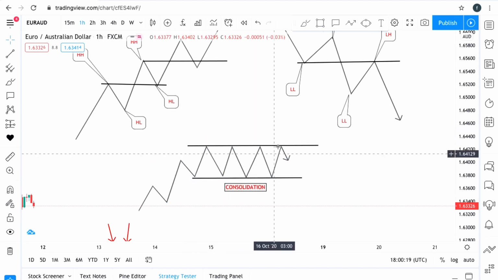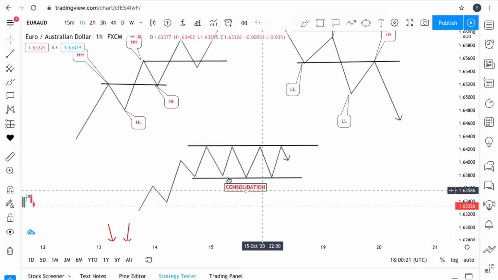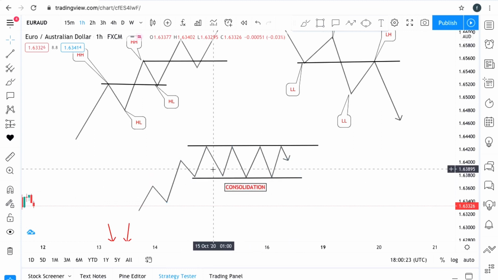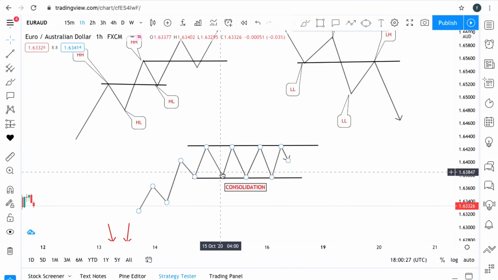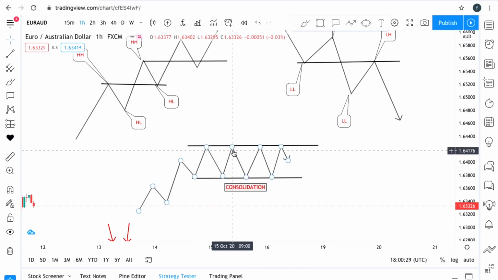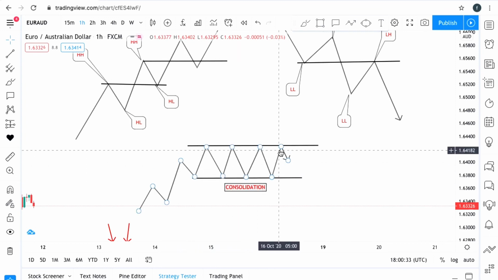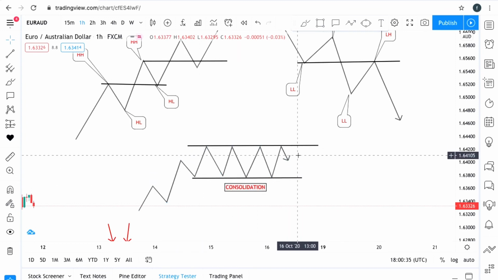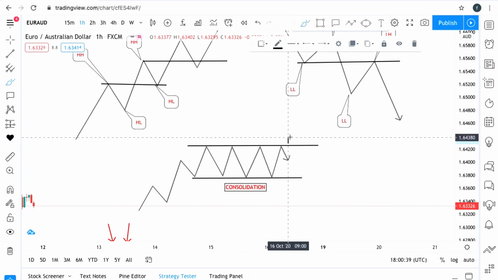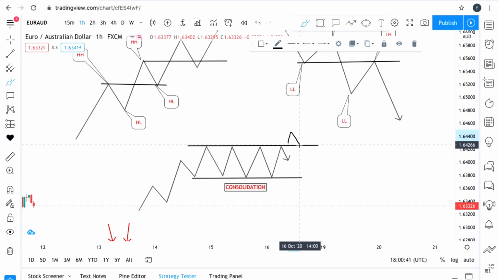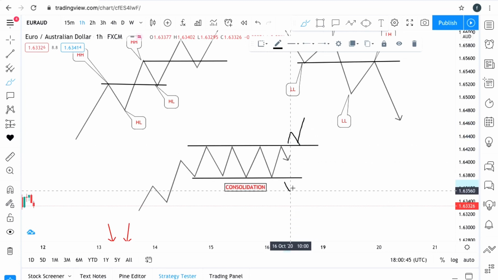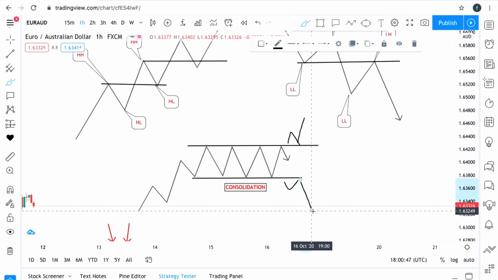And this is how a ranging or consolidating market is created. The market fails to create a higher high or a higher low, or a lower low or a lower high. So the market is just bouncing around. So you wait until the market breaks out either to the upside, retests, and then you look for buy opportunities to go up, or breaks to the downside, retests, and then look for sell opportunities.